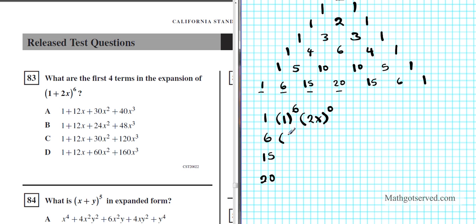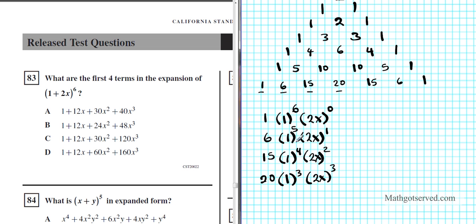So we're going to have 1 times 2x to the first. This one is going to go down to 5, and this is going to go up to 1. And then this is going to go down to 4, and this will go up to 2. And this one will go down again to 3, and this will go up to 3. So let's check to make sure our work is correct. 6 plus 0 is 6. Good. 5 plus 1 is 6. Good. 4 plus 2 is 6. Good. 3 plus 3 is 6.